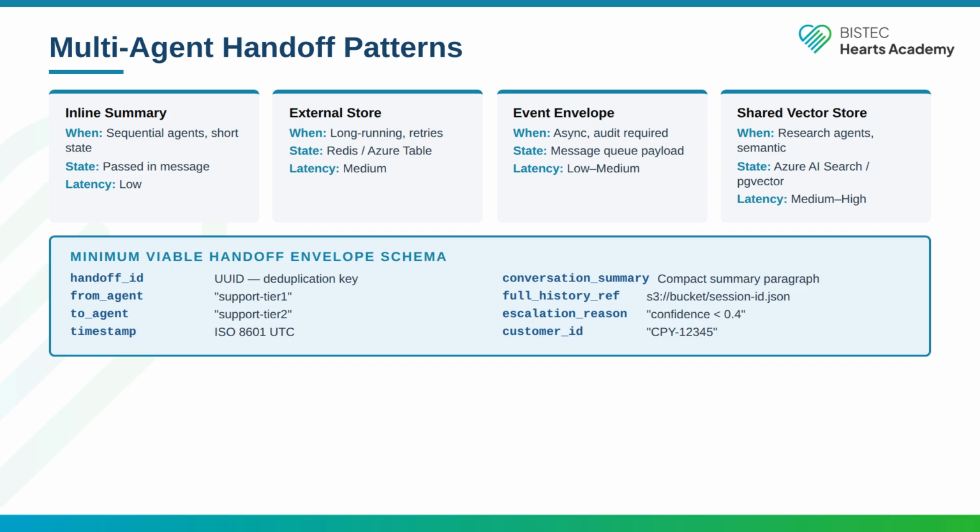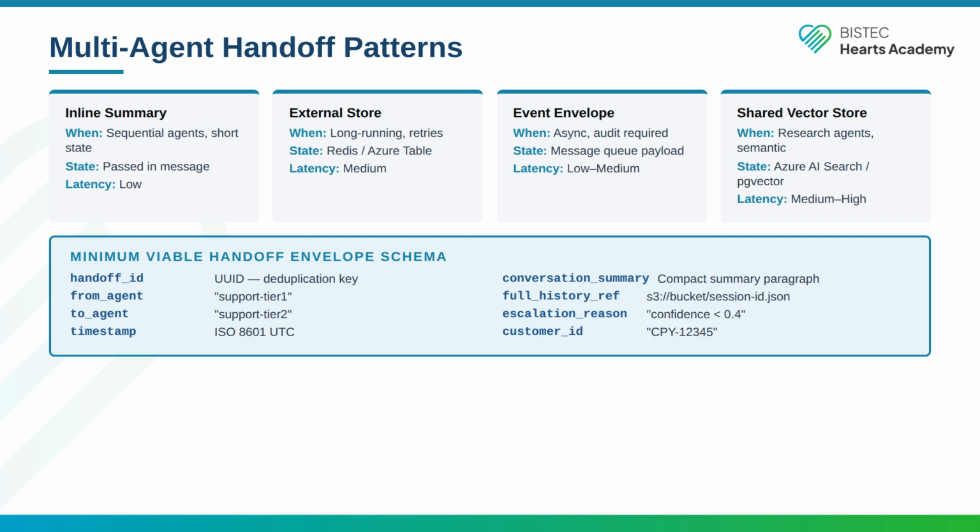The inline summary pattern is the simplest and fastest. Pass the context summary directly in the message payload. Use this for sequential agents with short state and low latency requirements. The external store pattern uses Redis or Azure Table Storage to hold the conversation state between agents. This works well for long-running workflows where the handoff might be retried or resumed after a delay.